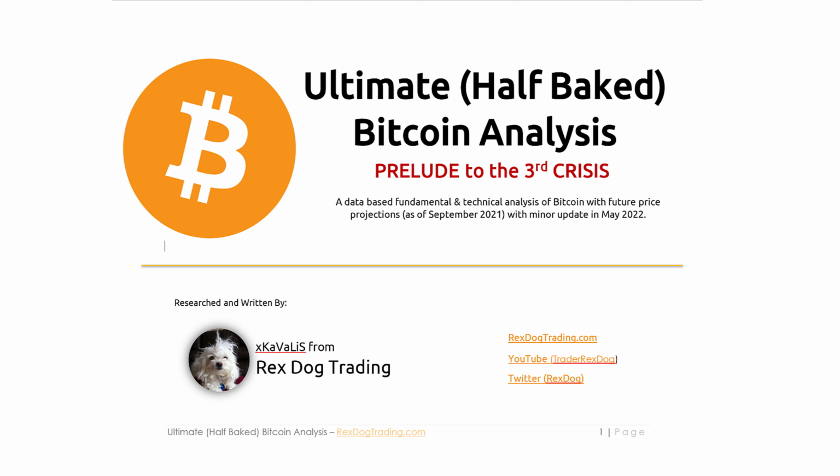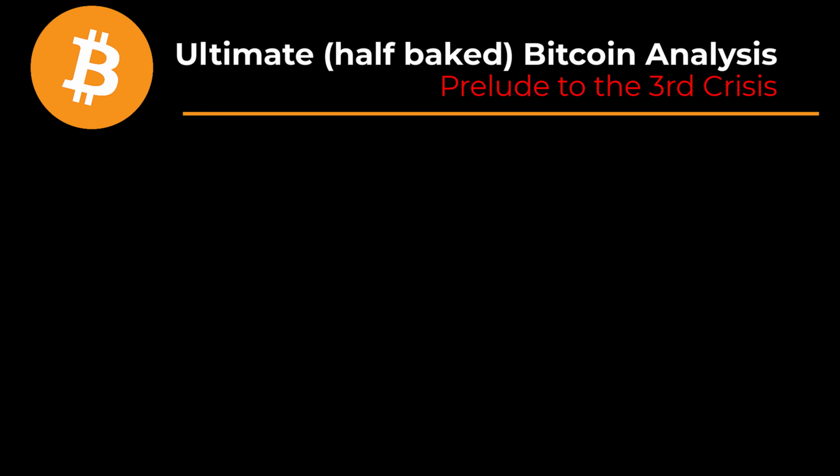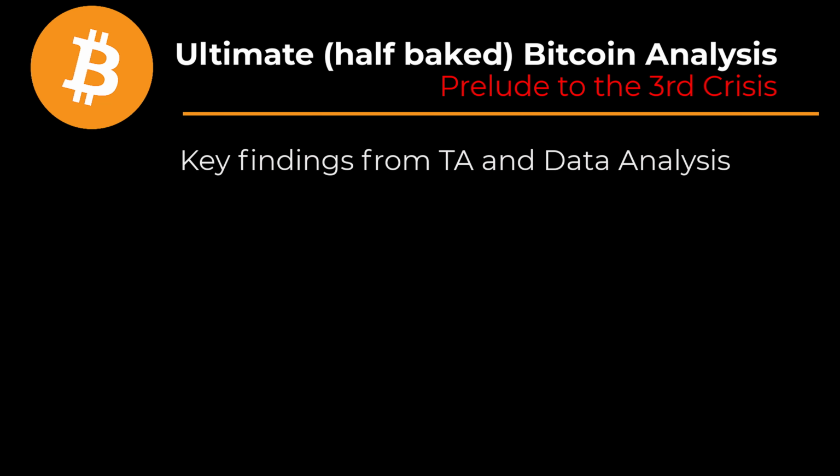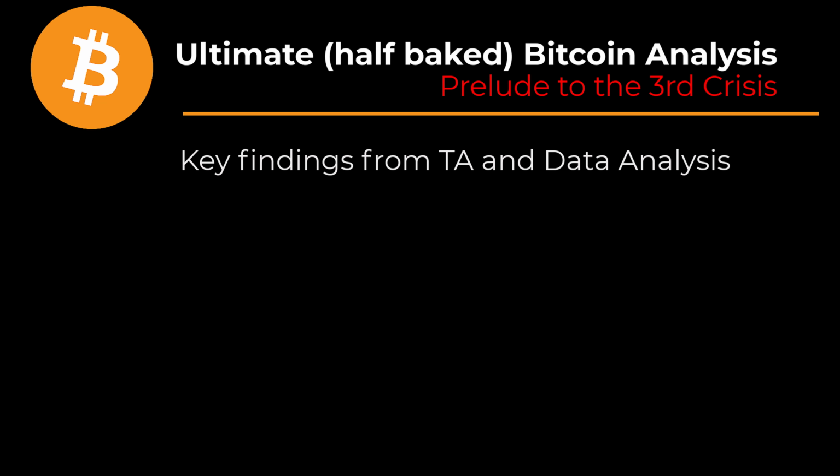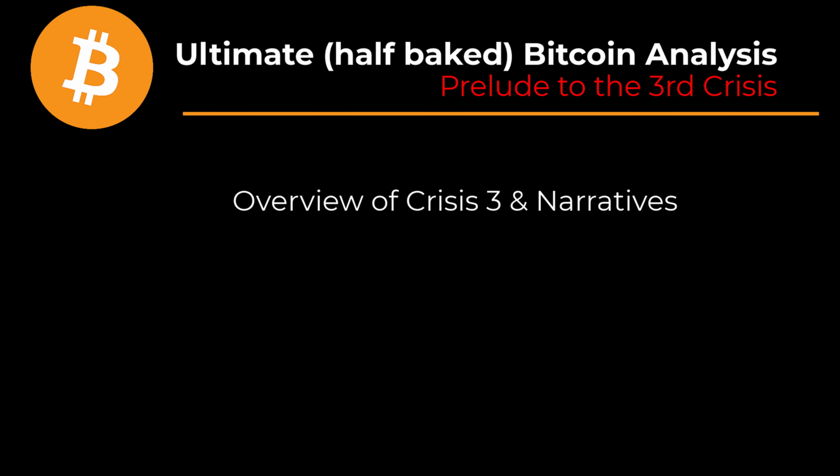The key things that you'll learn if you read this document and watch the videos that follow are: I've done an extensive TA and data analysis and identified what I believe are the two key crisis areas of Bitcoin. This sets the table for the third crisis. In the document, I share key findings from my statistical analysis, the best trading time frame, value channel analysis, key highs and lows, current view of Bitcoin, a full breakdown of crisis 1 and 2, an overview of crisis 3 and major narratives, plus quite a bit more.